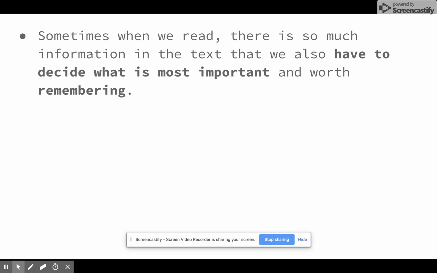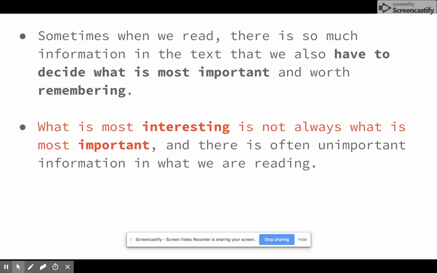Sometimes when we read, there is so much information in the text that we also have to decide what is most important and worth remembering. What is most interesting is not always what is most important, and there's often unimportant information in what we are reading. Remember, sticking to the 5 W's that we learned yesterday really do help you identify what tends to be more important versus what tends to be most interesting.